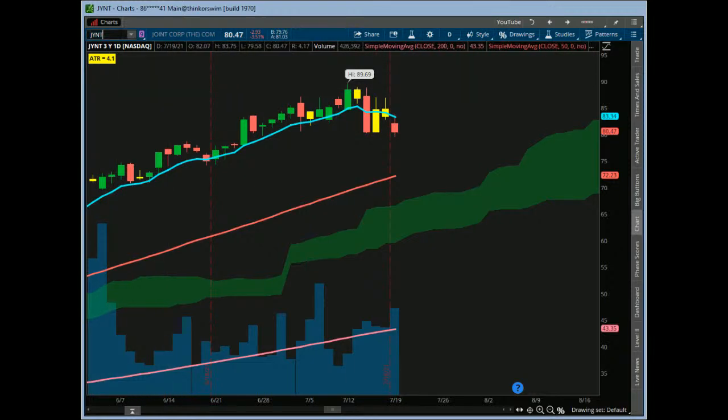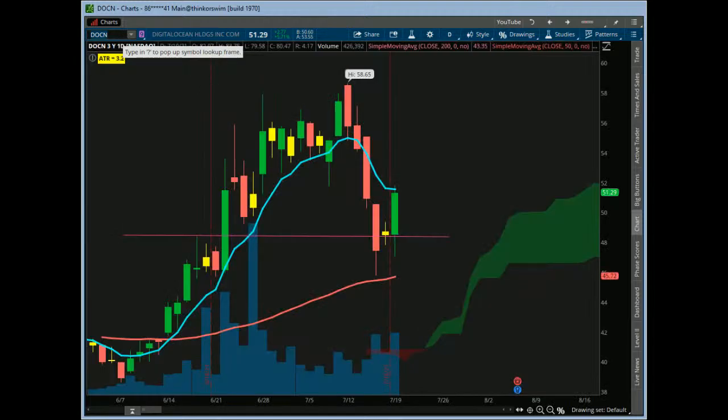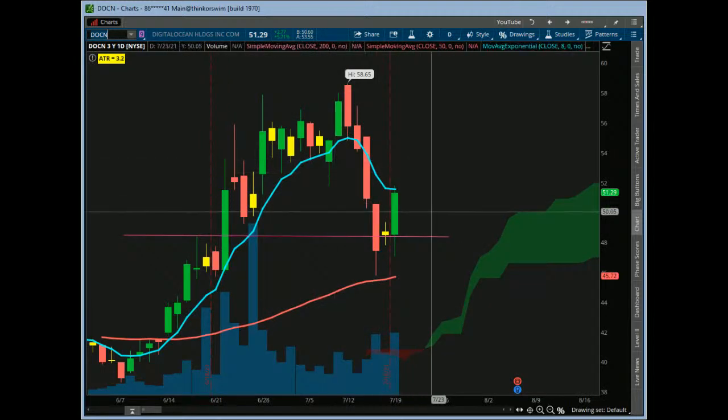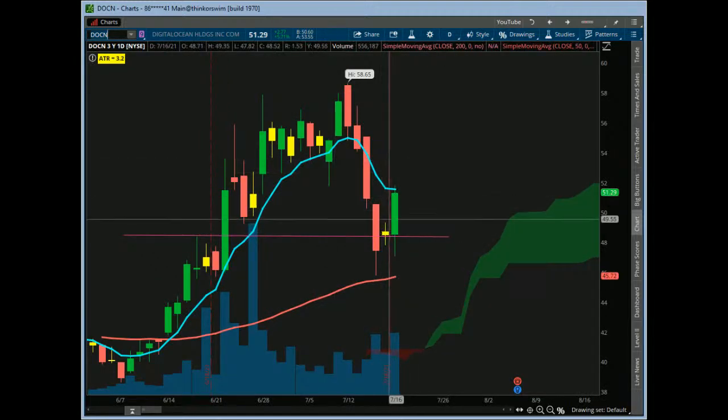And then DOCN, let's take a look. Fear, uncertainty, despair. That's it. Okay, nice. DOCN had a nice push over the inside day, but still not over the 80 MA on that one. So a little bit of caution there.